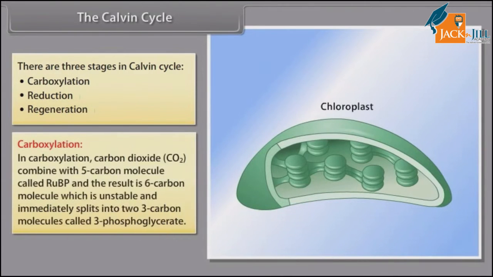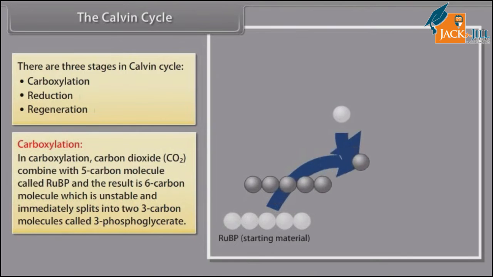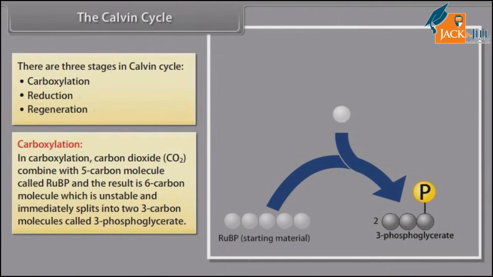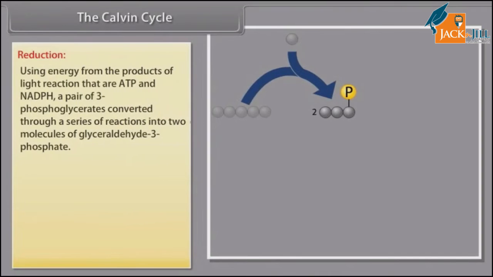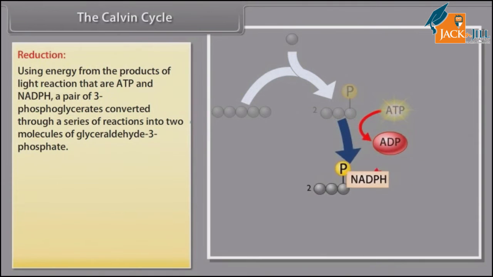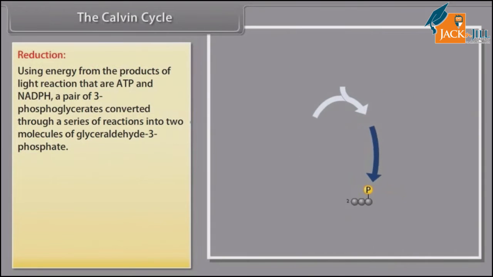Carboxylation. In carboxylation, carbon dioxide, CO2, combines with 5-carbon molecule called RuBP, and the result is a 6-carbon molecule, which is unstable and immediately splits into 2 3-carbon molecules called 3-phosphoglycerate. Reduction. Using energy from the products of light reaction, that are ATP and NADPH, a pair of 3-phosphoglycerates is converted through a series of reactions into 2 molecules of glyceraldehyde 3-phosphate.